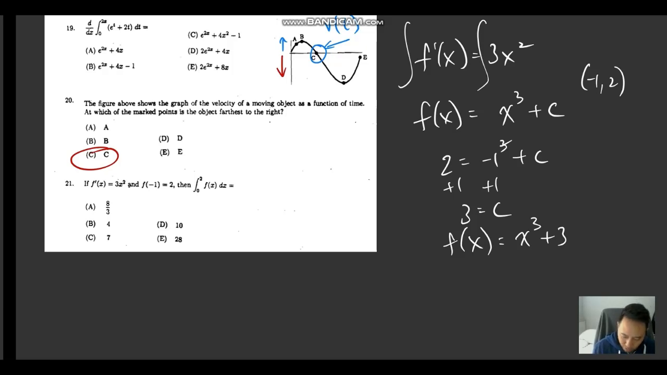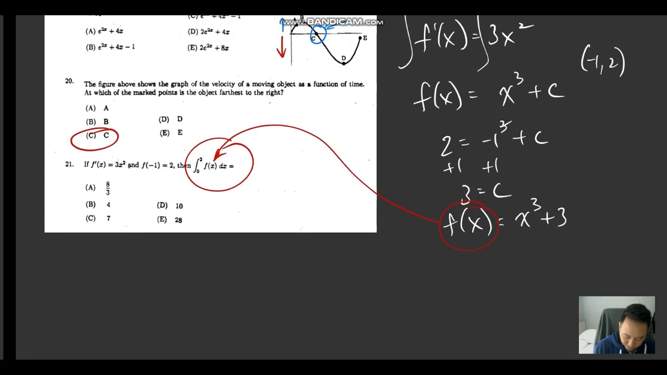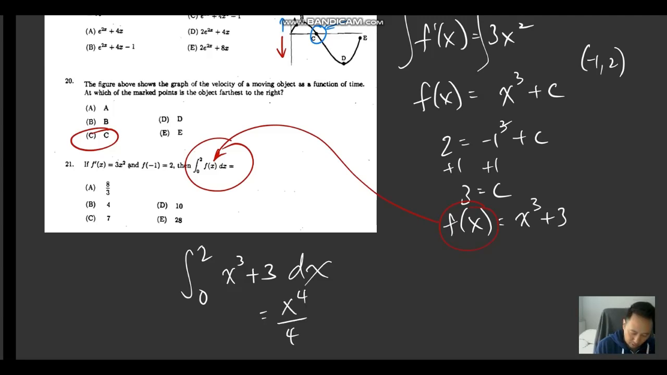Now they want you to integrate this, right? From 0 to 2, f of x. So I'm going to take my f of x and substitute it back into here. I have the integral from 0 to 2 of f of x, which is x cubed plus 3, dx. We can just integrate that. You're going to get x to the 4th over 4 plus 3x, from 0 to 2. And if you solve for all this, I believe your answer is going to be 10, which is choice D.